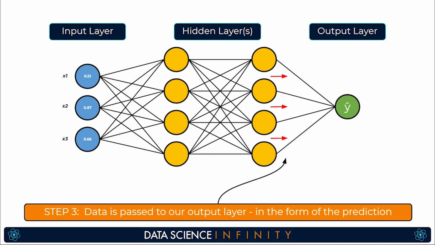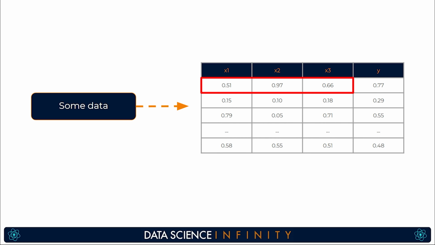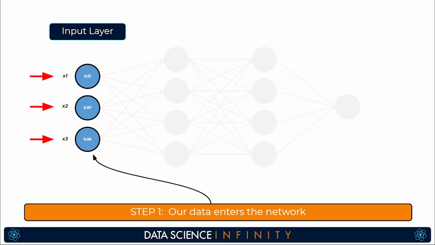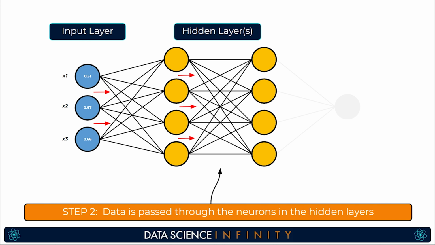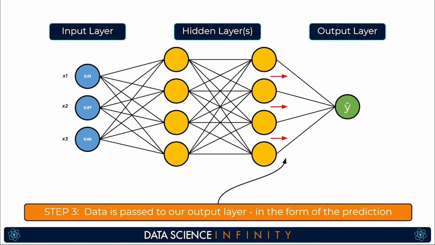So step 1, the feature values from the first row or observation in our data enter the network here in what is known as the input layer. From there, these values are passed to and through our hidden layers with weighting values on each connection determining the importance of the information and activation functions on each receiving neuron determining what is passed on to the subsequent layers and ultimately the output layer where we get our prediction.